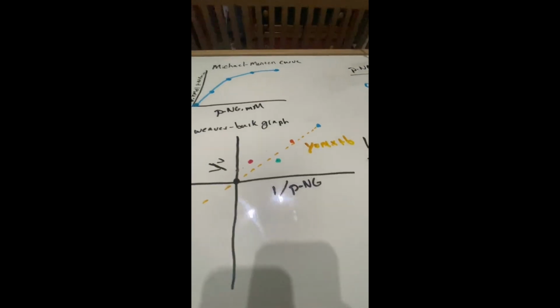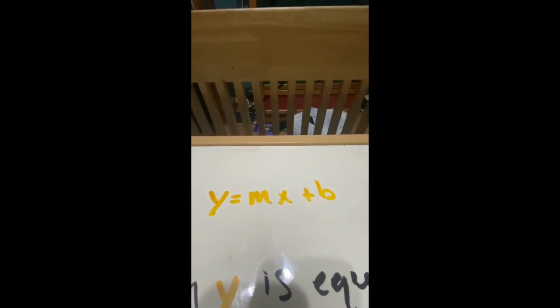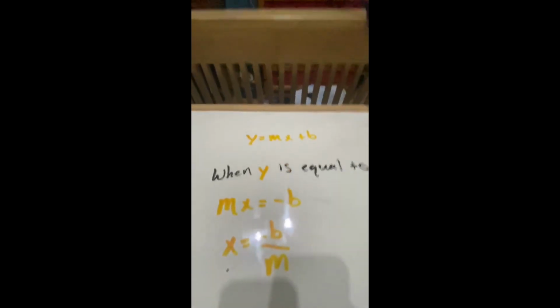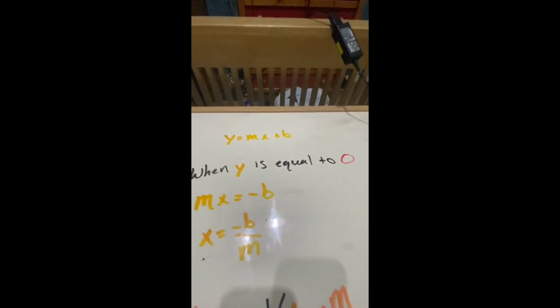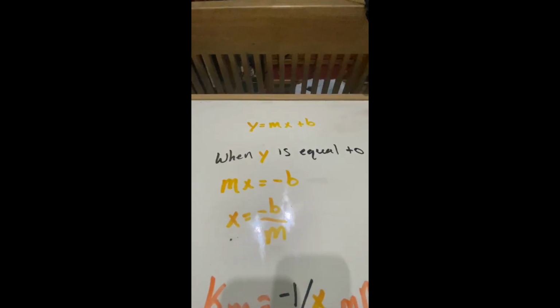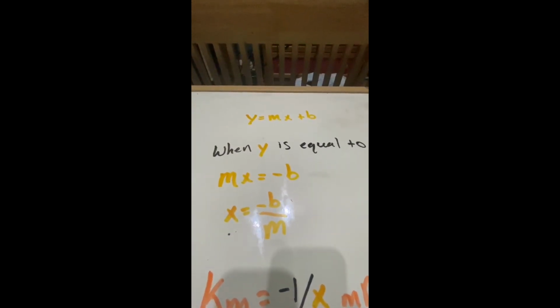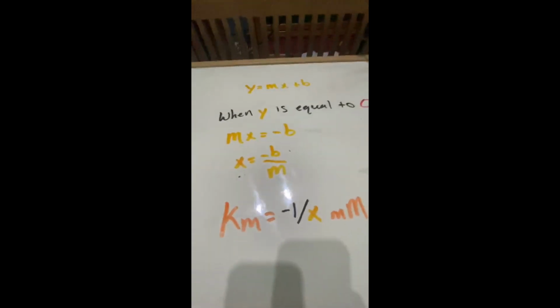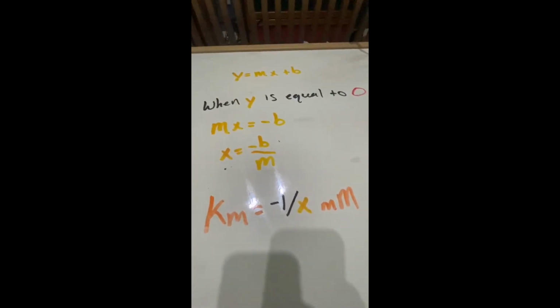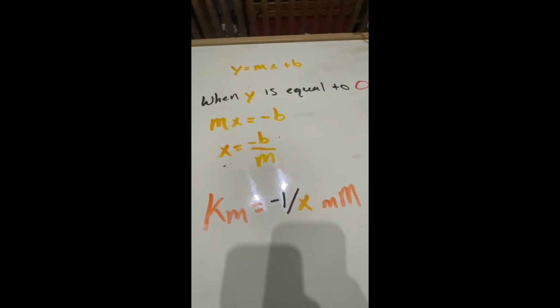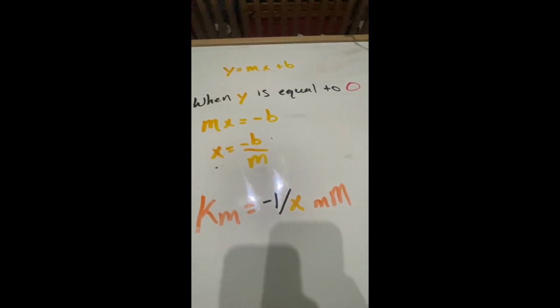Yay! We're almost done. In order to solve for Km, we will use the same equation. However, this time when y is equal to 0, mx is going to be equal to negative b. Therefore, x is equal to negative b over m. And to solve for Km, all we have to do is place our new x underneath negative 1. So therefore, we should have x in the denominator and negative 1 in the numerator.